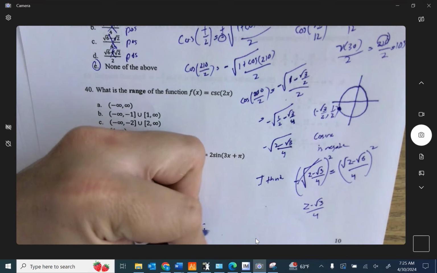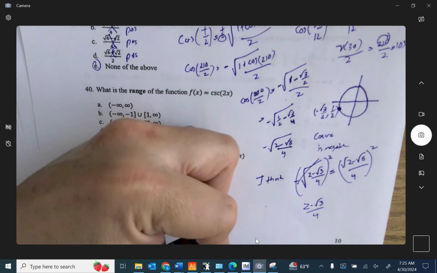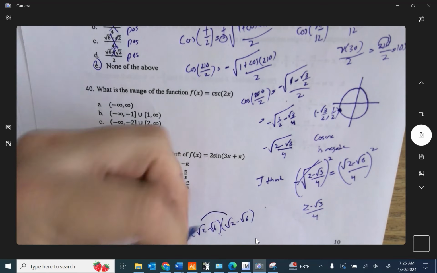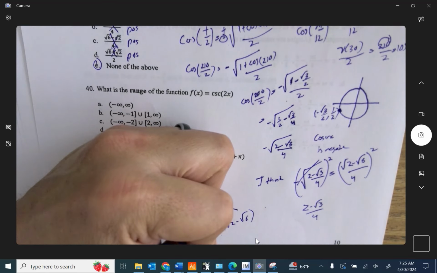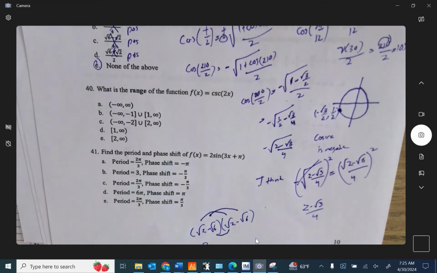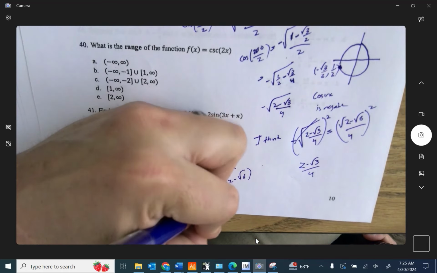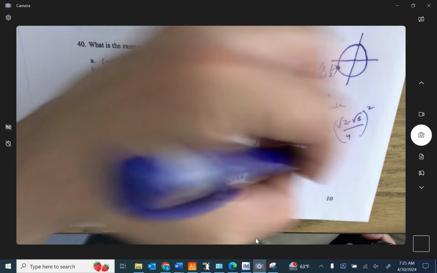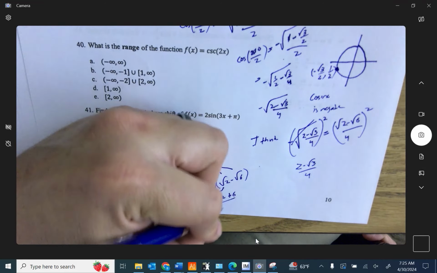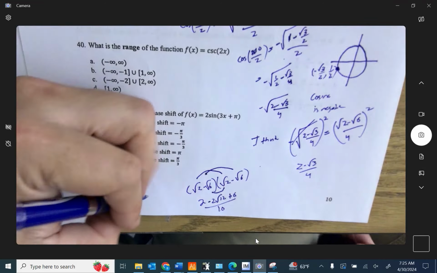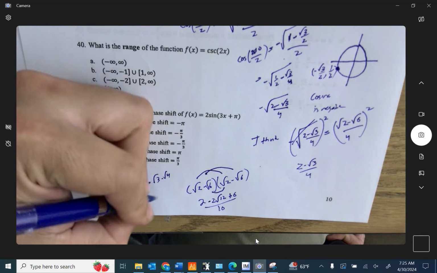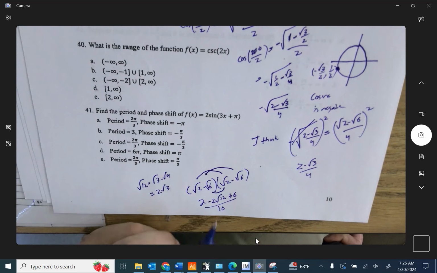In my brain, or off to the side, I have to do root 2 minus root 6 squared, which is going to be 2 minus a root of 12 minus another root of 12. So minus 2 roots of 12, and then plus 6. And when I do the 4 squared, I'm sitting over 16. Now, I know that root 12 is root 3 times root 4, which is 2 root 3. So I'm actually taking away 4 roots of 3. 2 plus 6 is 8.